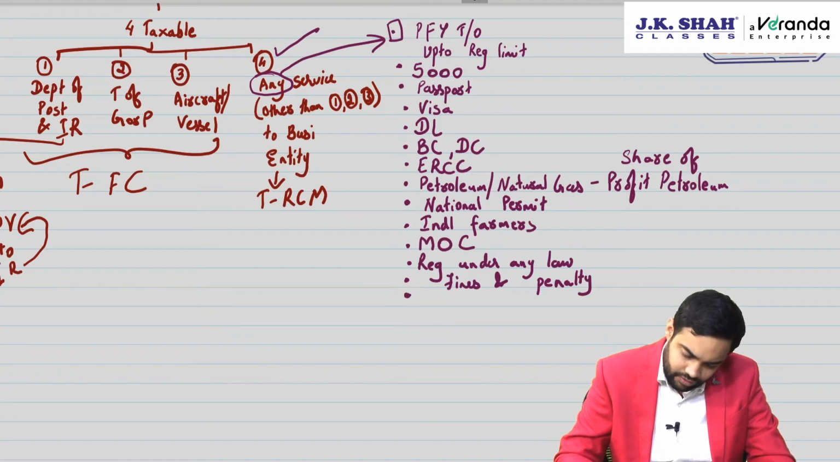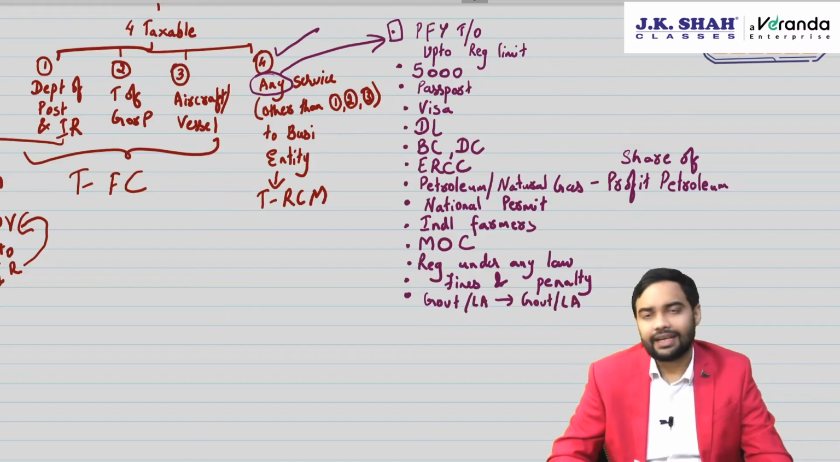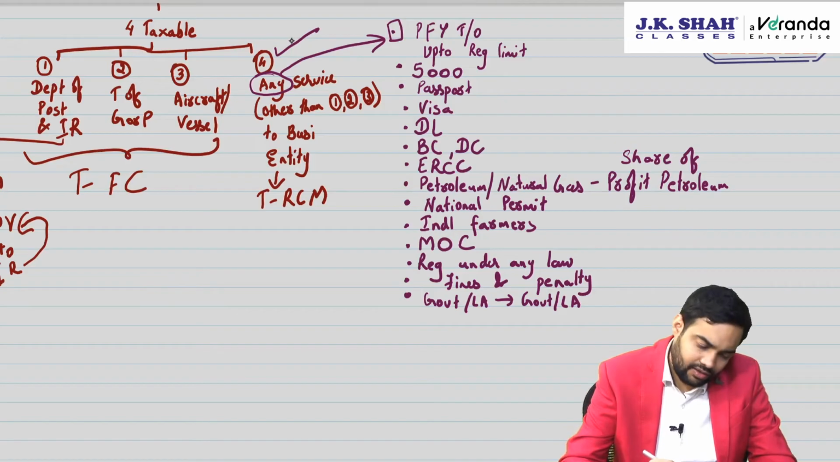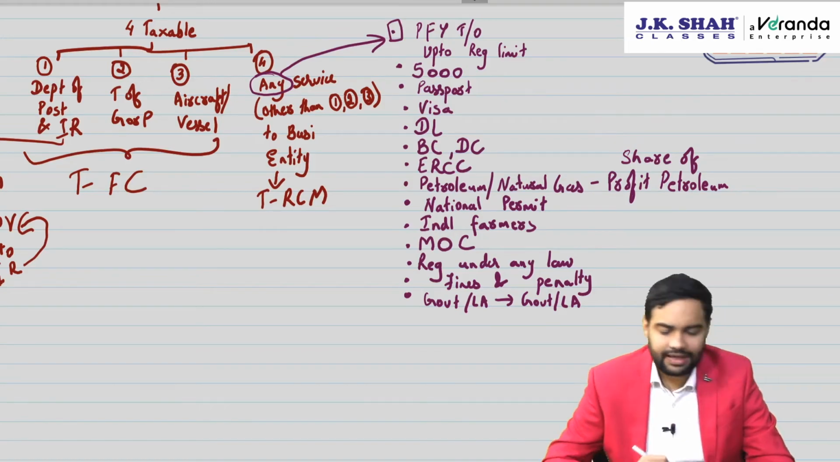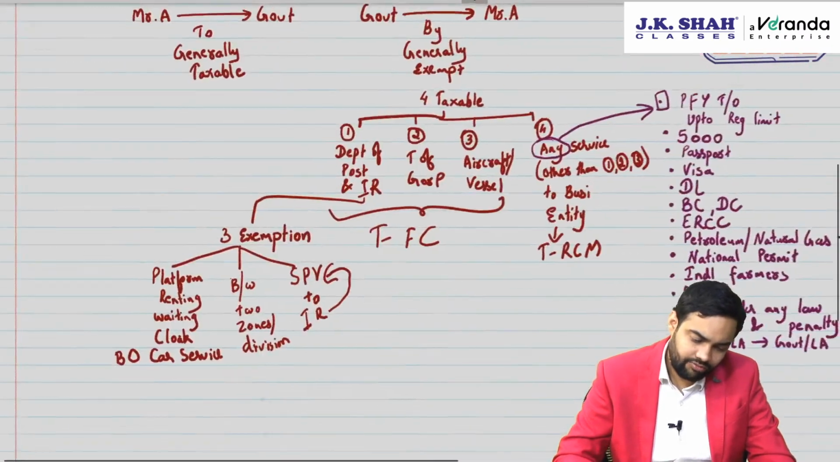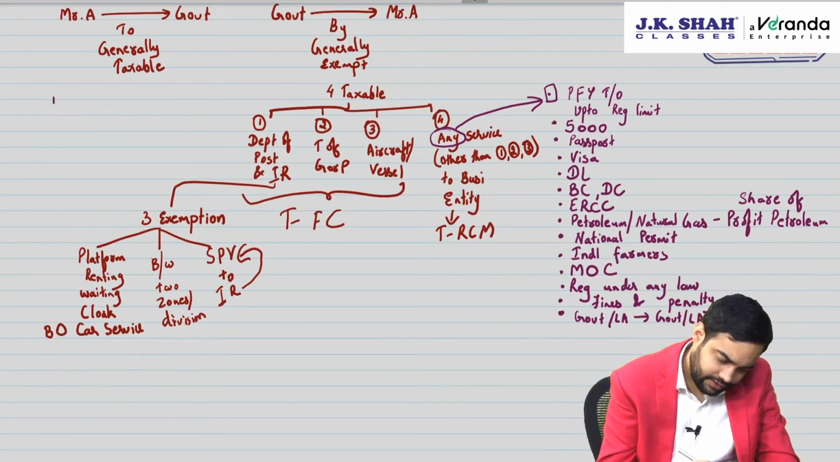Thereafter, you have a point related to government or local authority providing service to government or local authority. But this also does not apply to first three limbs. The entire purpose of all these exemption was to give a relief because of this wide word any. Fine? Okay. Then to government is generally taxable, but there are three exemption entries which are given.